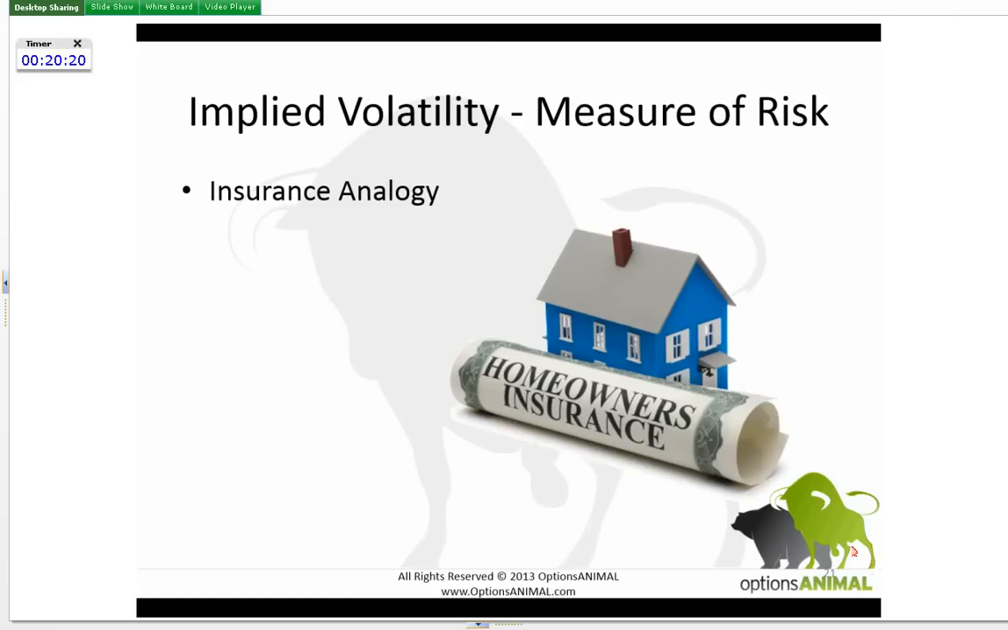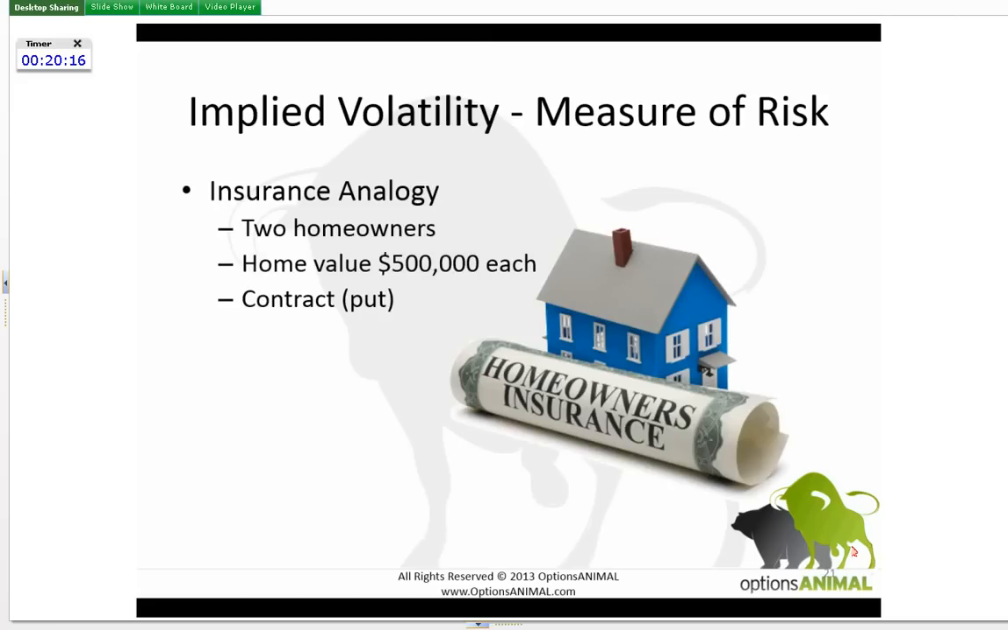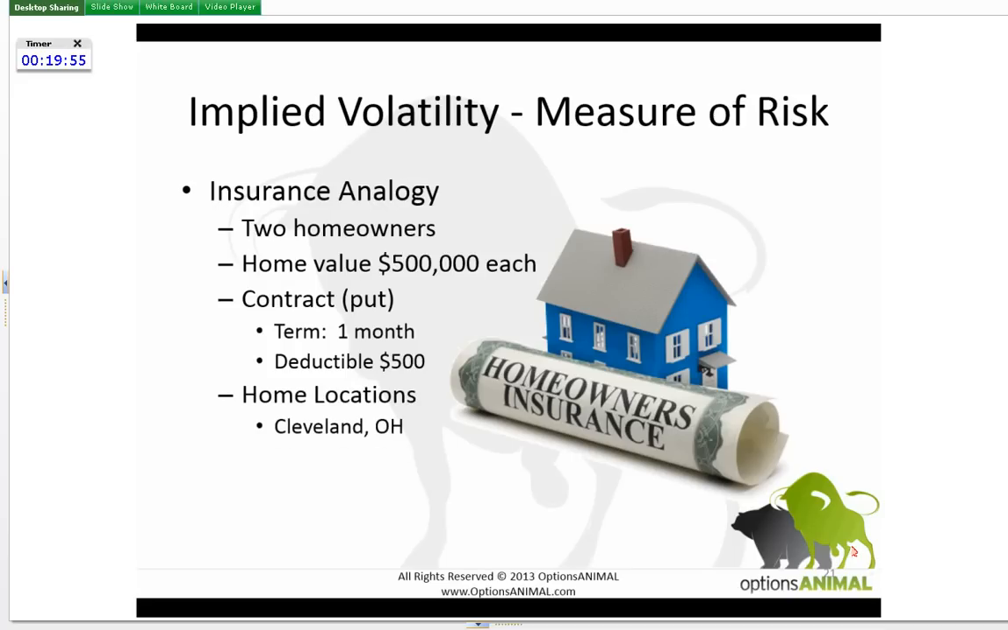Imagine there are 2 homeowners, each with a house worth $500,000, and they want to buy an insurance contract for, say, a month. This is equivalent to a put. This is exactly what a put is. It's insurance for your stock. They want a $500 deductible and $500,000 worth of protection. The home locations: one's in Cleveland and one's in Miami.